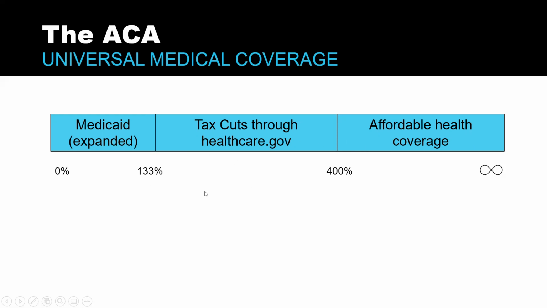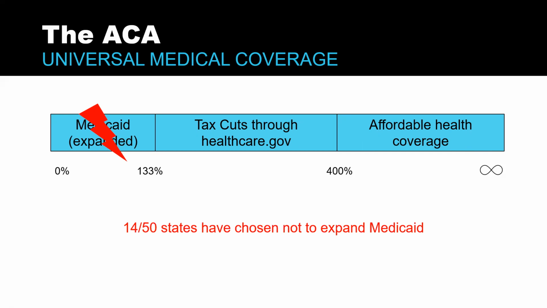The problem was states had different fiscal priorities. And so 14 out of the 50 states have chosen not to expand Medicaid. Texas is one of them. And so basically there's going to be a gap right about here. And it varies. Some states will bring it up to 125 or 100, however they see fit for that. So it hasn't quite worked out for universal medical coverage.